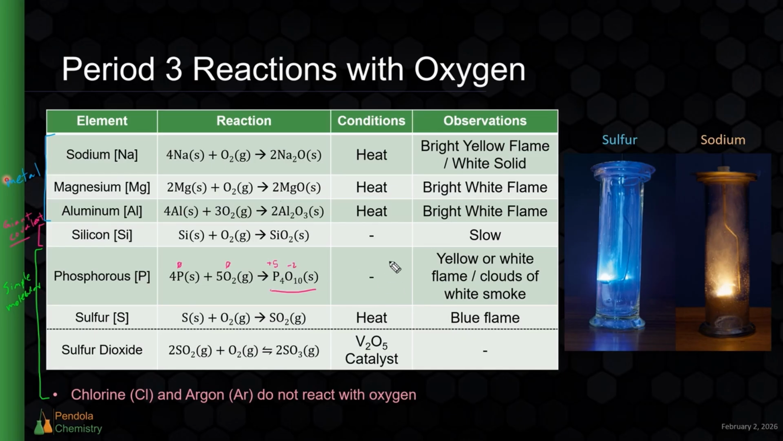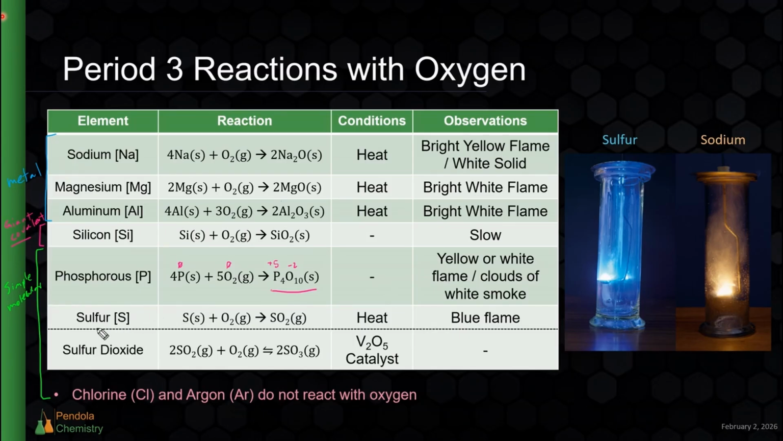Now, there's no particular conditions for this reaction, but this reaction does produce a yellow-whitish flame with a cloud of white smoke when it's created. The yellow or whitish flame, again, it's somewhere in between. It's not usually asked about, but just in case you're asked about it, those are the colors to give, a yellow-whitish flame.